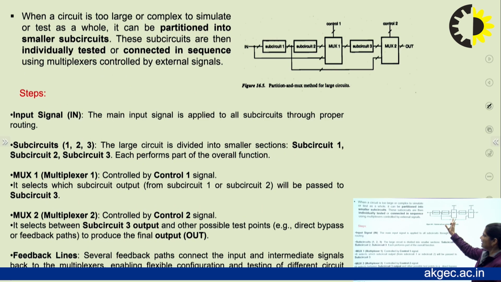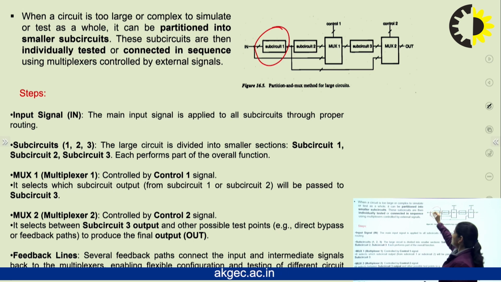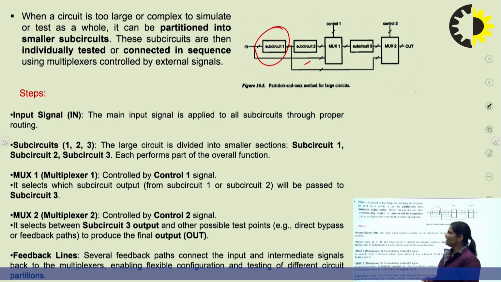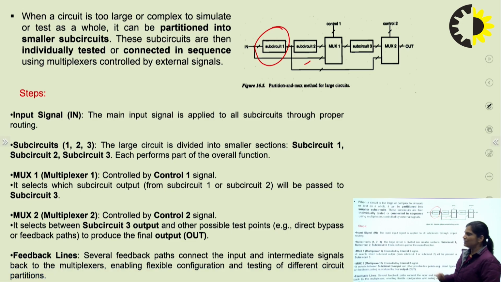This is the whole circuit and we are doing partitioning here. This is partition 1, then 2, then 3, then 4, then you are getting the output. So we have to test first sub-circuit 1, then sub-circuit 2. When we are doing testing for sub-circuit 1, we get an output, and the output totally depends on the input. If we apply the correct input, then we get the correct output, and that correct output works as the input for sub-circuit 2. If the output of sub-circuit 1 is correct, then you are getting the correct output for sub-circuit 2.